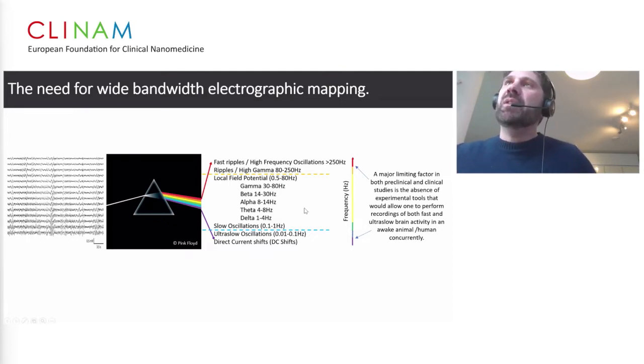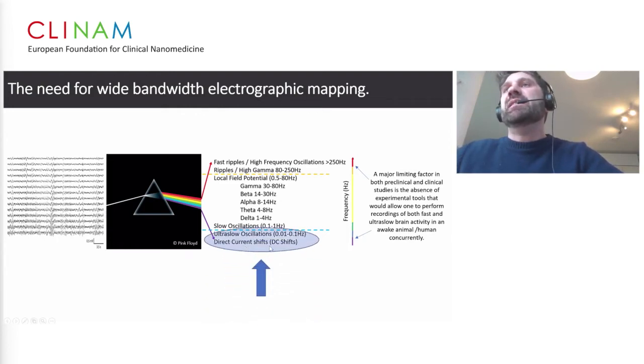So the current technology that is being used is capable. There are advances being made in amplifiers and in the electronics and the electrodes themselves to capture this higher end of frequencies, but less progress has been made in this slower end. And so this is really what I want to focus on today: what's the added benefit of being able to record these direct current shifts and these ultra slow oscillations, and particularly in the context of epilepsy.